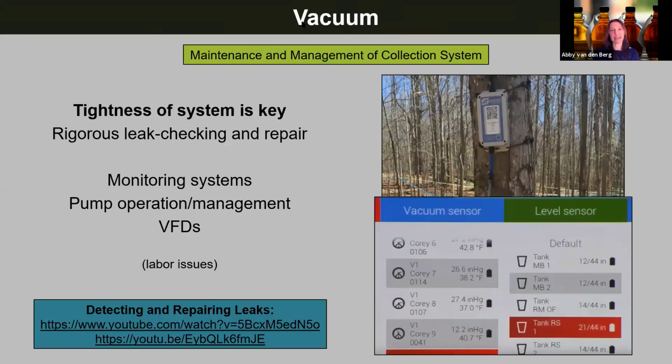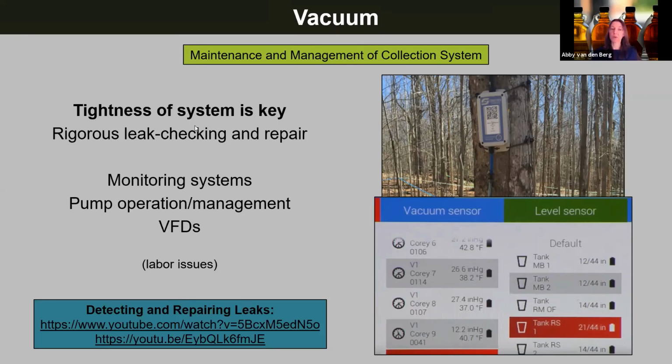And then obviously, once you have a nice, perfectly designed collection system, maintaining the tightness of that system and how we maintain and manage it is really important. Obviously, the tightness of that system is key. So in any vacuum system, no matter how we accomplish it, we need to make sure that there's a rigorous plan for leak checking and repair, to make sure that there are no leaks and the maximum level of vacuum is maintained at all times.